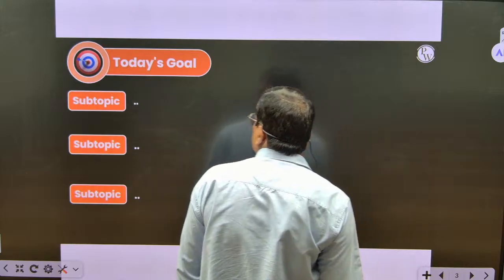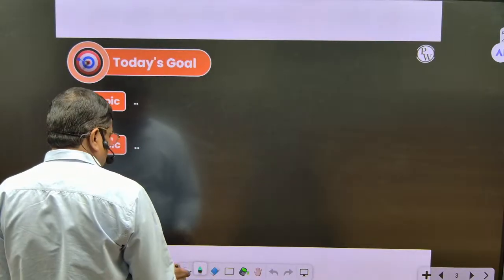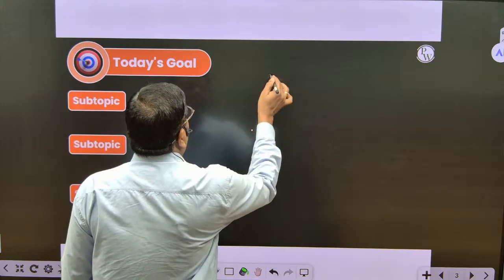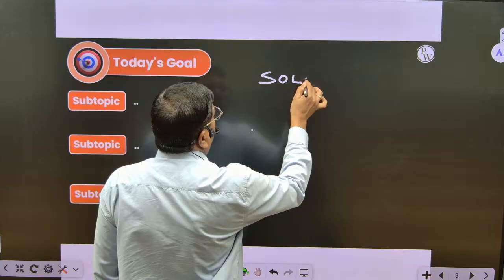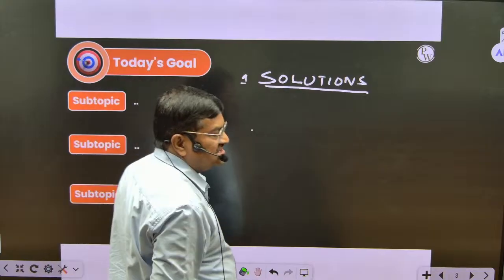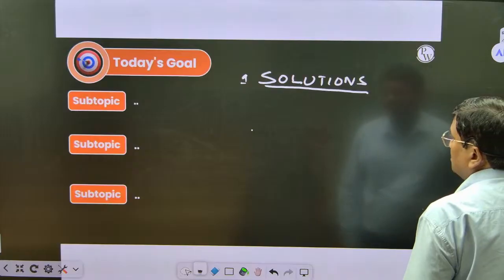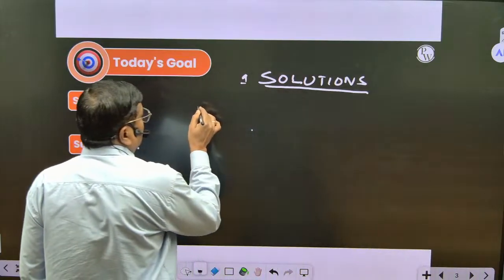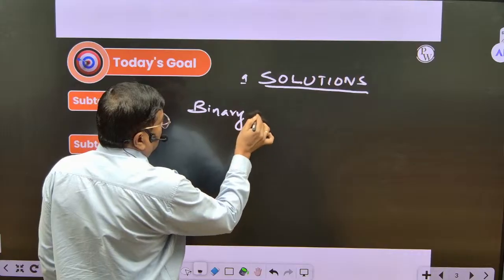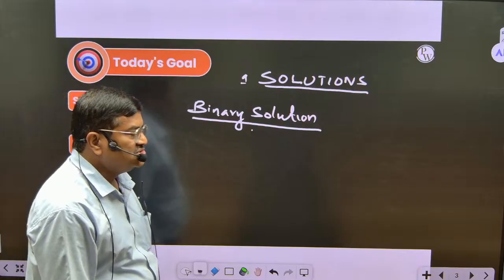So in this way you can observe the subtopic. We are going to start solution chapter, right, heading solution. So this is the first chapter from physical chemistry. In the physical part we start with solution chapter. So the subtopic today is binary solution. Right, heading binary solution. First of all, student, you have to know what is solution.